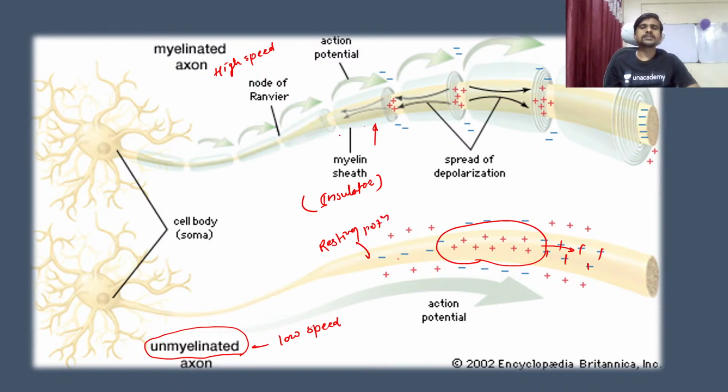Okay, so this jumping of a signal or impulse from one node of an axon to the second node of an axon, the gap between these two myelin sheaths, we call nodes of the axon. Okay, so the signal which is jumping from one node of an axon to the second node of an axon, this type of conduction is called saltatory conduction.